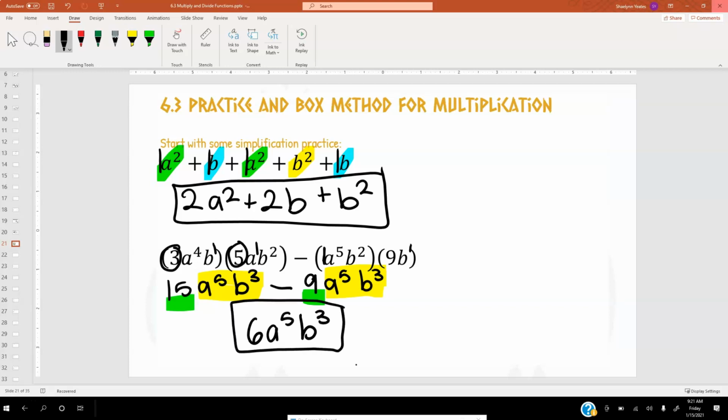Notice that nothing about exponents change when I'm adding or subtracting. They only change when we multiply or divide.